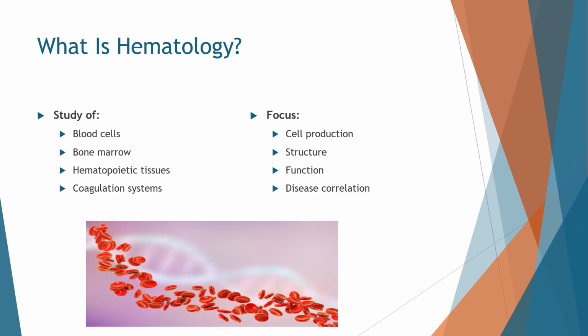Now notice the focus areas listed here. We're not just naming cells, we're asking, how are cells produced? What structures do they develop? What functions do they serve? And what happens when that process goes wrong? This should feel familiar to you as histotechnologists. When you look at tissue sections, you already ask, what is this structure doing and why does it look this way? Hematology asks the exact same question, just at the cellular circulation level.